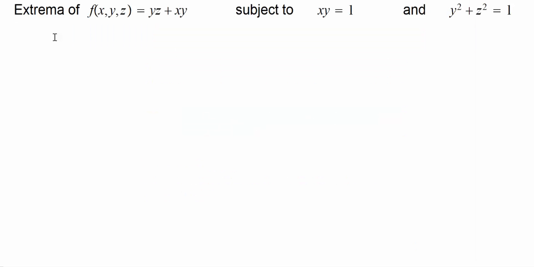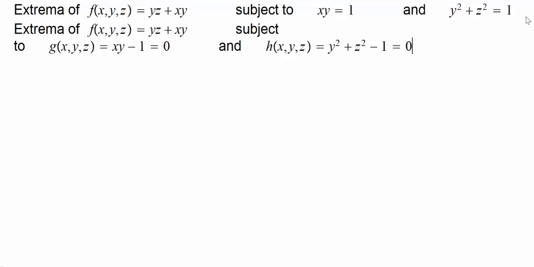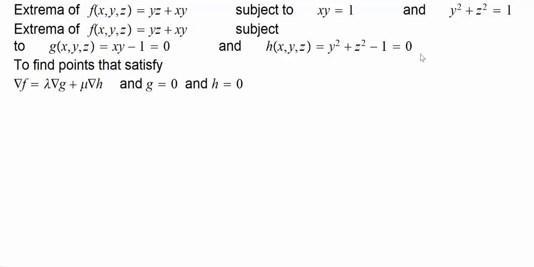Now suppose that we have to find the extrema of this function subject to these two constraints, and we can rephrase this as finding the extrema of this function subject to g(x, y, z) and h equal to zero. So first we are going to form the equations and the coordinates of the points that satisfy these. Let's see what kind of equations result from it.